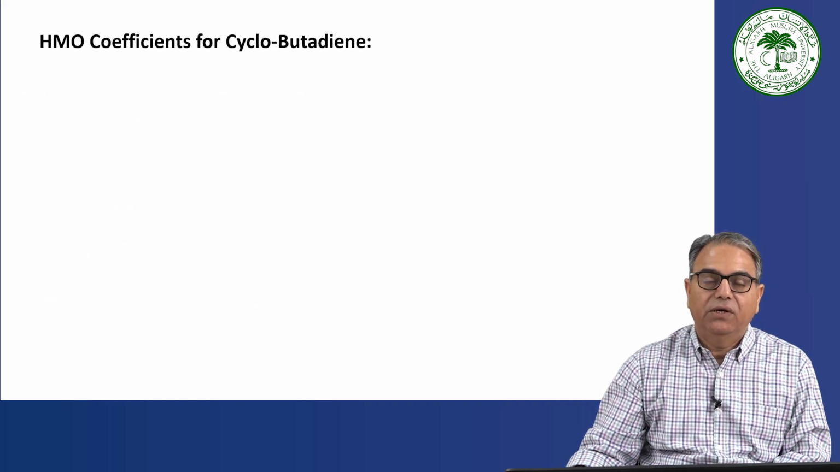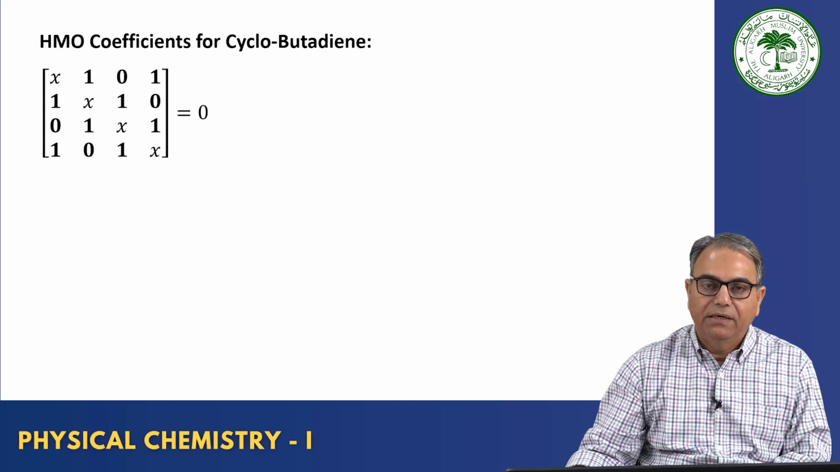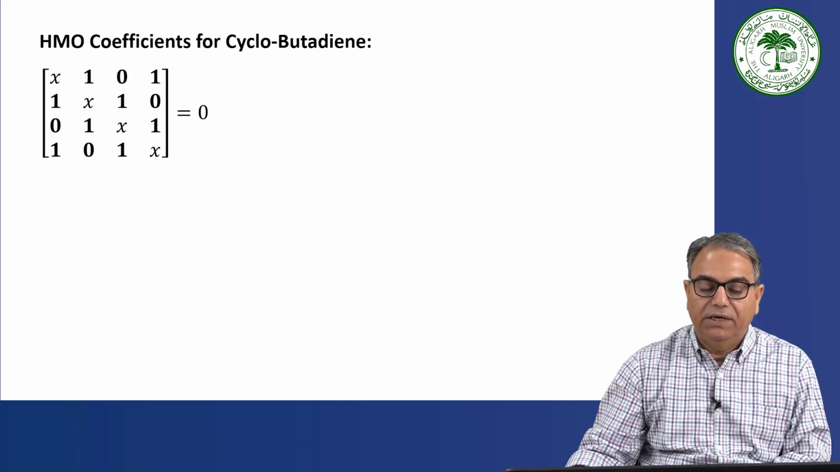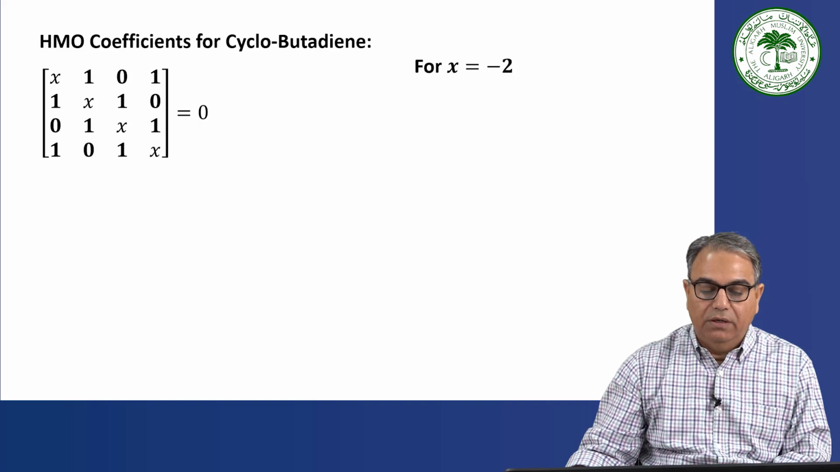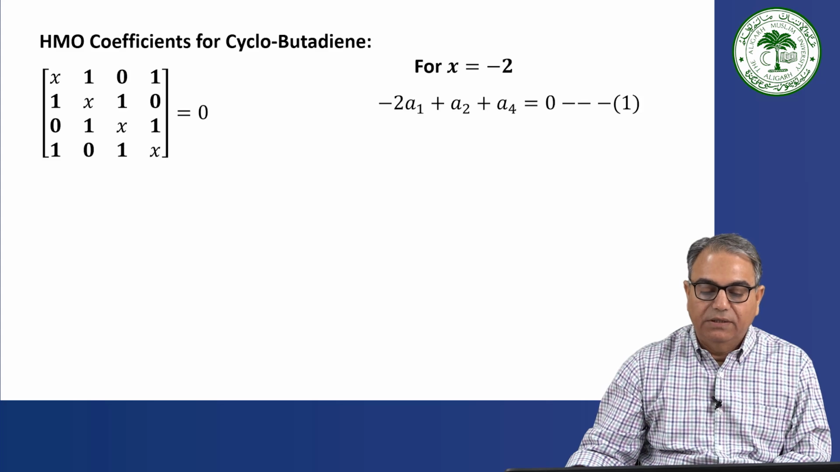The next task after finding the energy is finding the wave function or eigenfunction for the system, and for that what you need to know are the HMO coefficients for cyclobutadiene. Again, you have a 4 by 4 determinant, and you write the equations with respect to each row of the determinant. So what will be the first equation? The first equation will be A1x plus A2 plus A4, and for x is equal to -2, instead of writing A1x, I have written -2A1 plus A2 plus A4 is equal to 0.